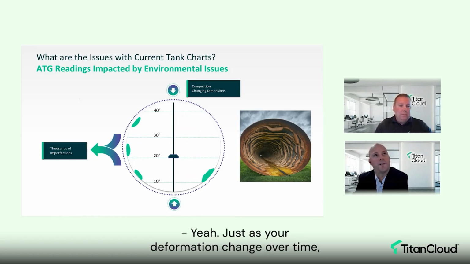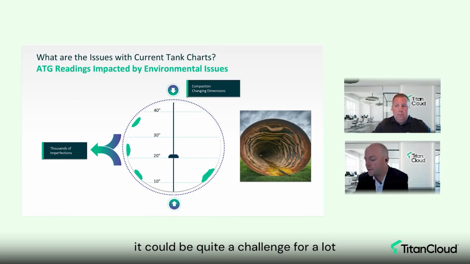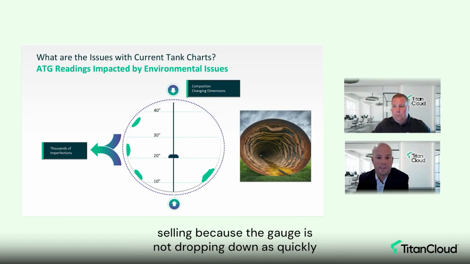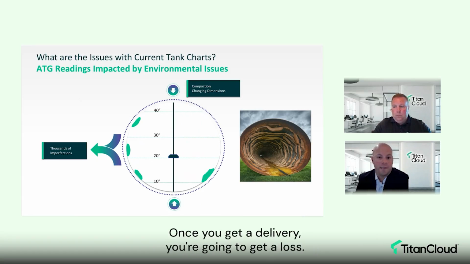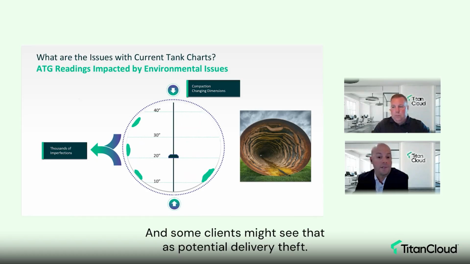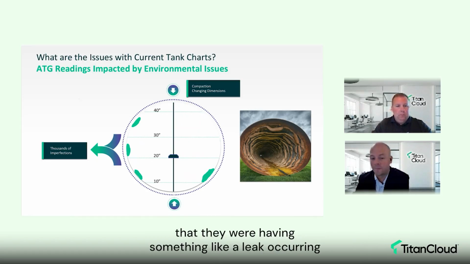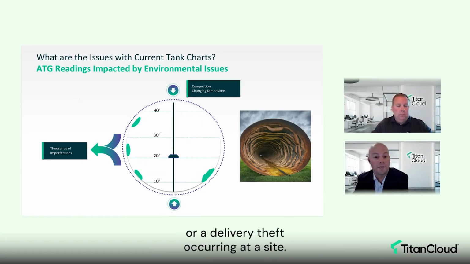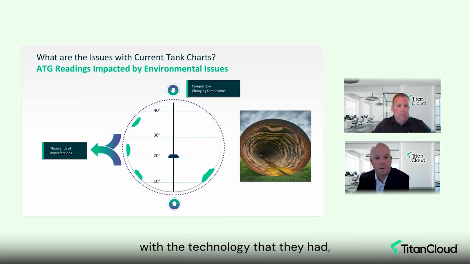Yeah, just as deformation can change over time, or even if a gauge is installed incorrectly or is not correct in the initial install, it can be quite a challenge for a lot of operational teams. Let's say you've got a gauge where you're seeing positive variances when the tank's selling, because the gauge is not dropping as quickly as expected when you measure it against the POS sales. Once you get a delivery, you're going to get a loss, and some clients might see that as potential delivery theft, so they might target an investigation if the gauge is out that far. We've seen scenarios where clients thought they had a leak or delivery theft occurring at a site, and it was purely because the gauges were so out of calibration that they couldn't see past that, and their operational teams, with a fair bit of evidence from the technology they had, were targeting their loss investigations through that process.